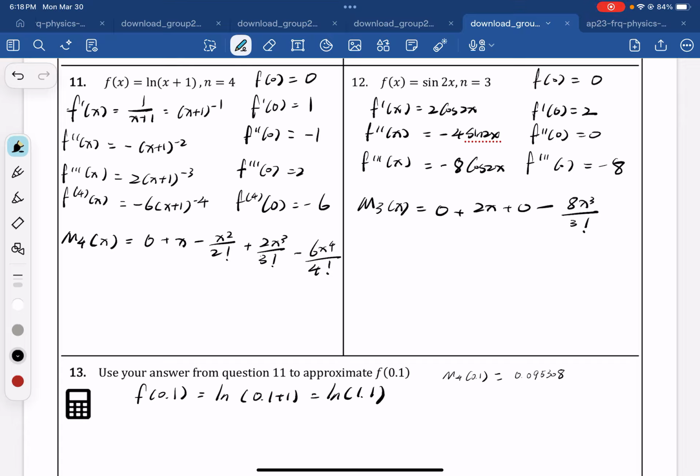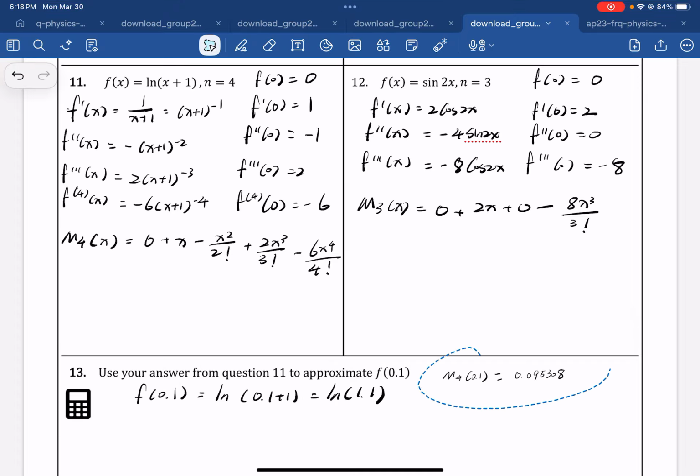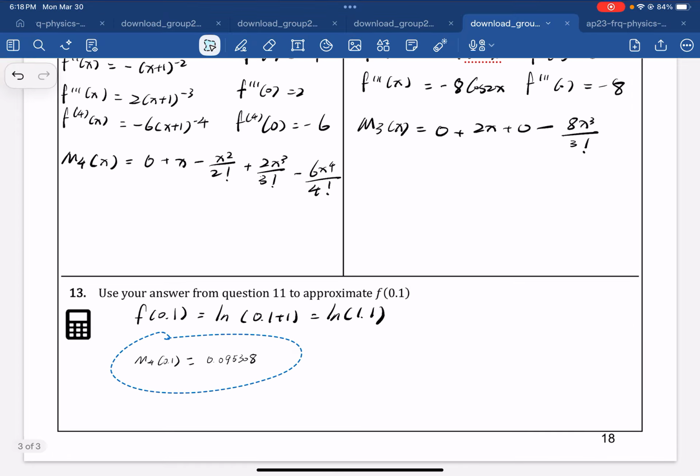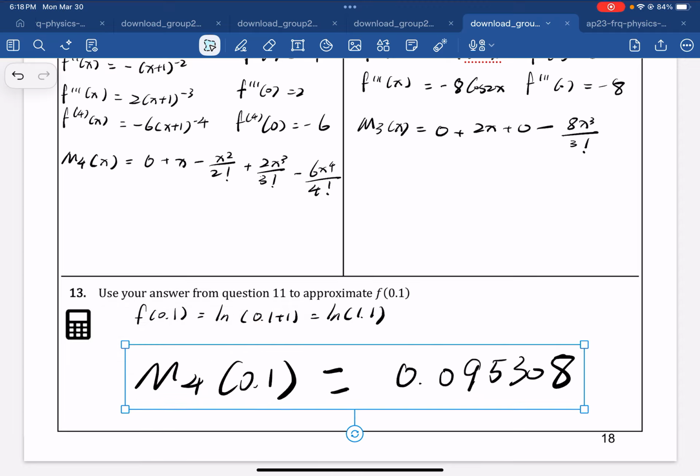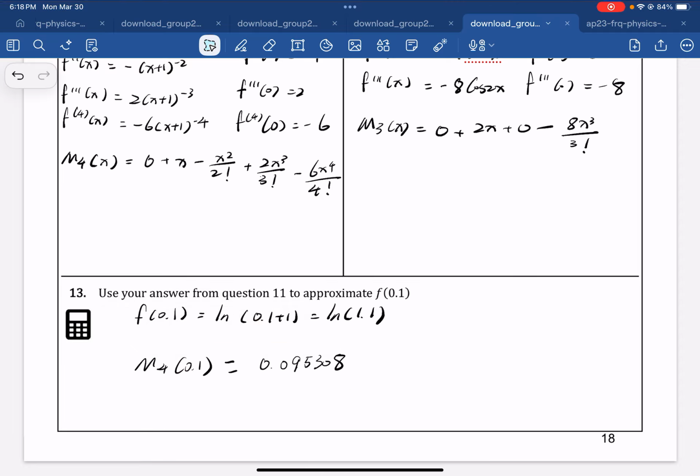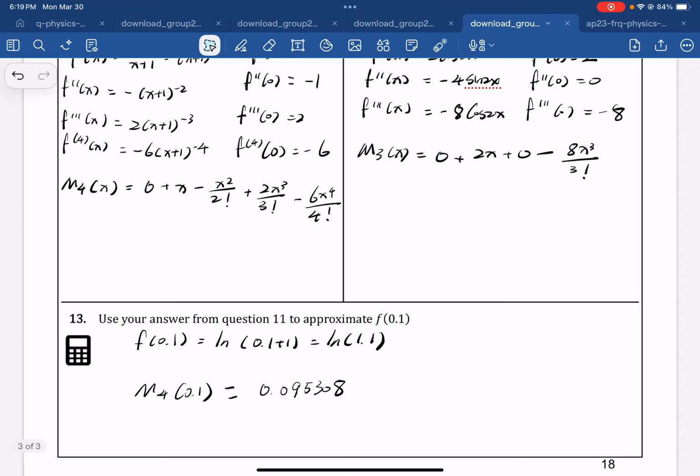It's here, which is M4 of 0.1, which is the fourth degree Maclaurin polynomial. For 0.1, the value we need equals 0.095308.